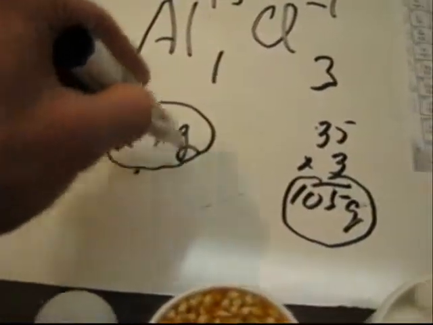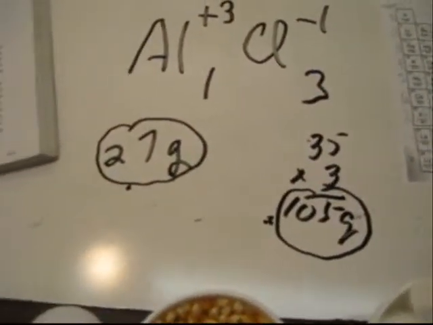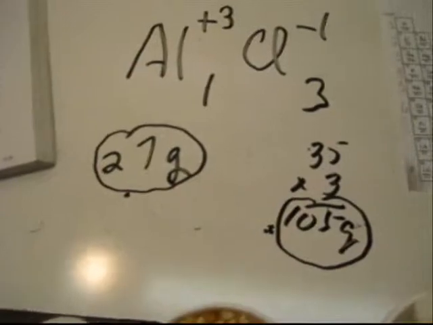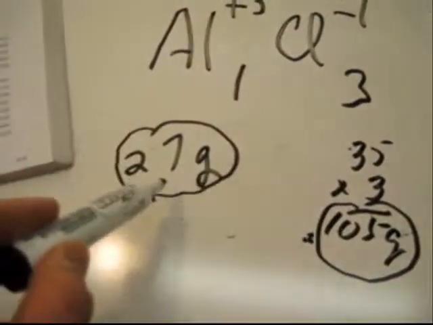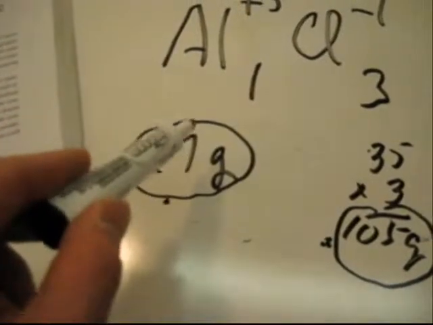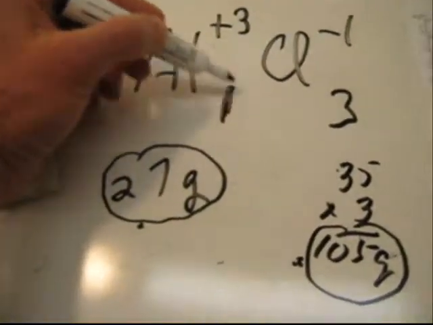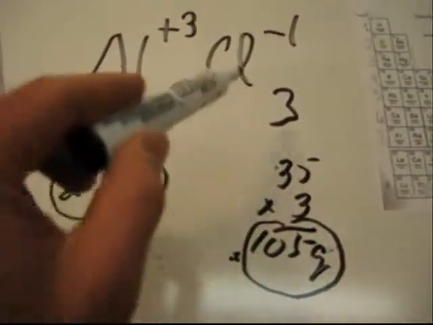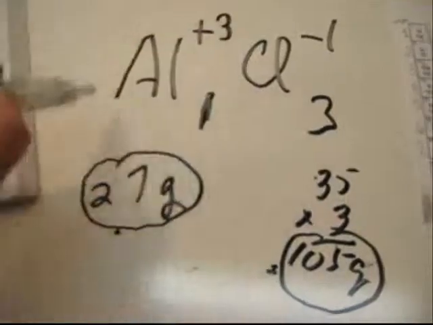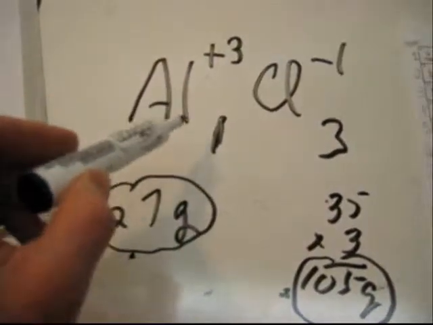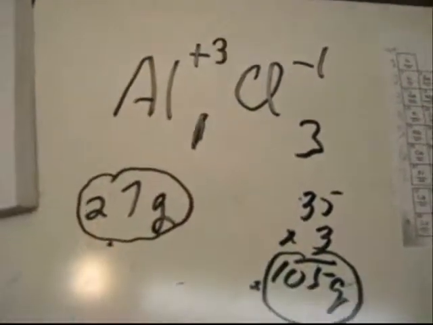And these are definitely 2 amounts that we can physically weigh out in the lab. We don't have to count atoms to get enough atoms. We can just say, if I have 27 grams of aluminum, I know I've got 1 mole of aluminum. If I have 105 grams of chlorine, I know I have 3 moles of chlorine. If I put those together, I should be able to make the stable compound aluminum chloride.